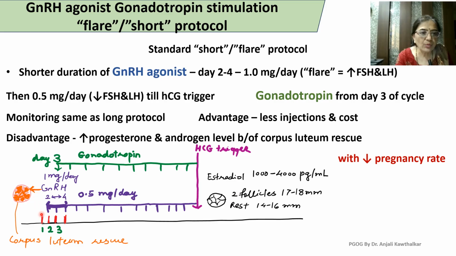So, from day 2 to day 4, every day GnRH agonist is given at a dose of 1 milligram per day. And after 3 days, the dose is changed to 0.5 milligram per day. So, the initiation of the GnRH agonist is post-menstrual here. And this is continued at 0.5 milligram per day till the HCG trigger is given.